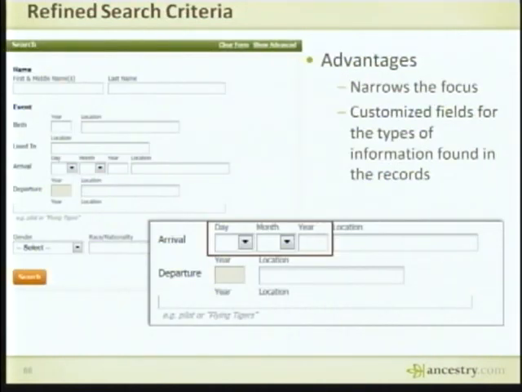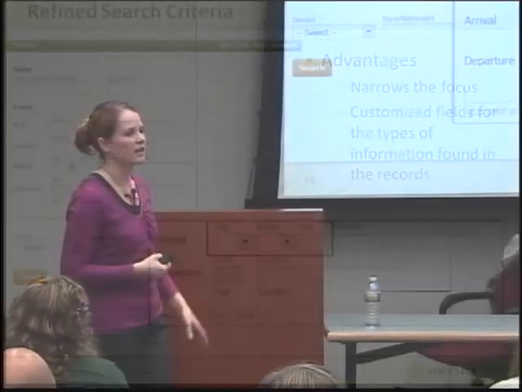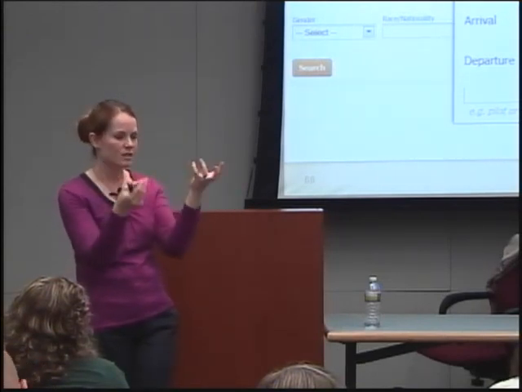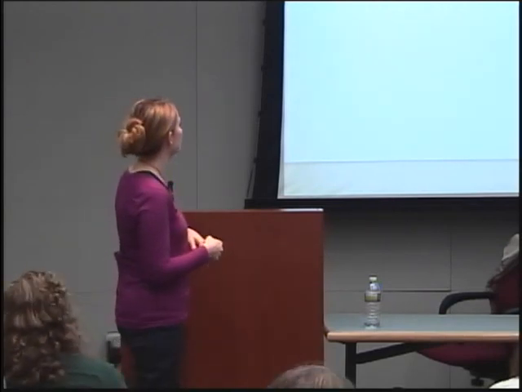The nice thing about going into a database is that it has a more refined search box. This one would be for a passenger list, which includes the exact arrival date. When you do a global search, you're mostly putting in just the year and the location where they came in. Now I can put the day, month, and the year, and that can really help me narrow things down. So you get this more exact search box to fill out.